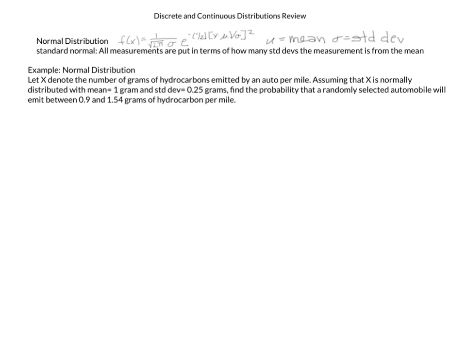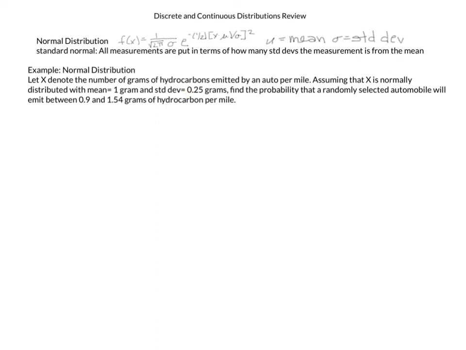This next problem involves the normal distribution. Let x denote the number of grams of hydrocarbons emitted by an auto per mile. Assuming that x is normally distributed with mean equal to 1 gram and standard deviation equal to 0.2 grams, find the probability that a randomly selected automobile would emit between 0.9 and 1.54 grams of hydrocarbon per mile.